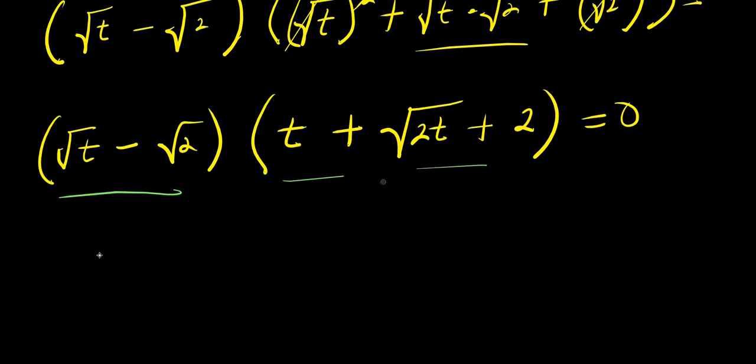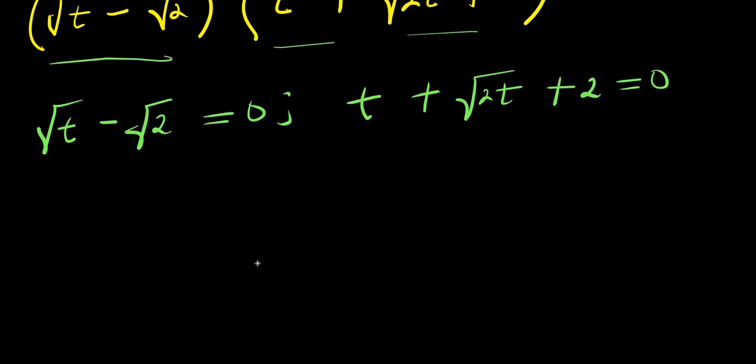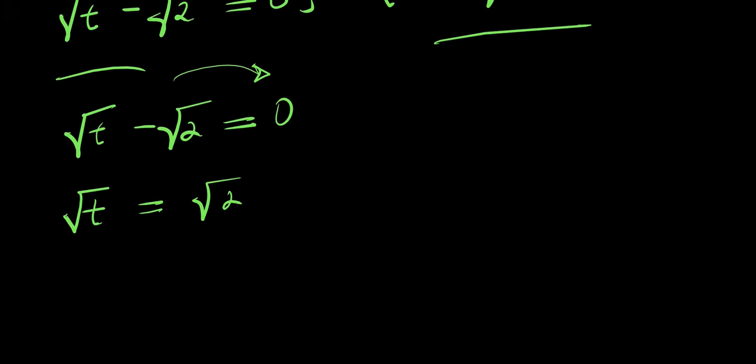So let's equate each of these to 0. I have root t minus root 2 equals 0. I have t plus root 2t plus 2 equals 0. It's time to solve each of these equations. So let's start with this one here. Root t minus root 2 equals 0. I move this over here. I have root t equals root 2. So from here, this cancels this. I have t equals 2. That's our t1.